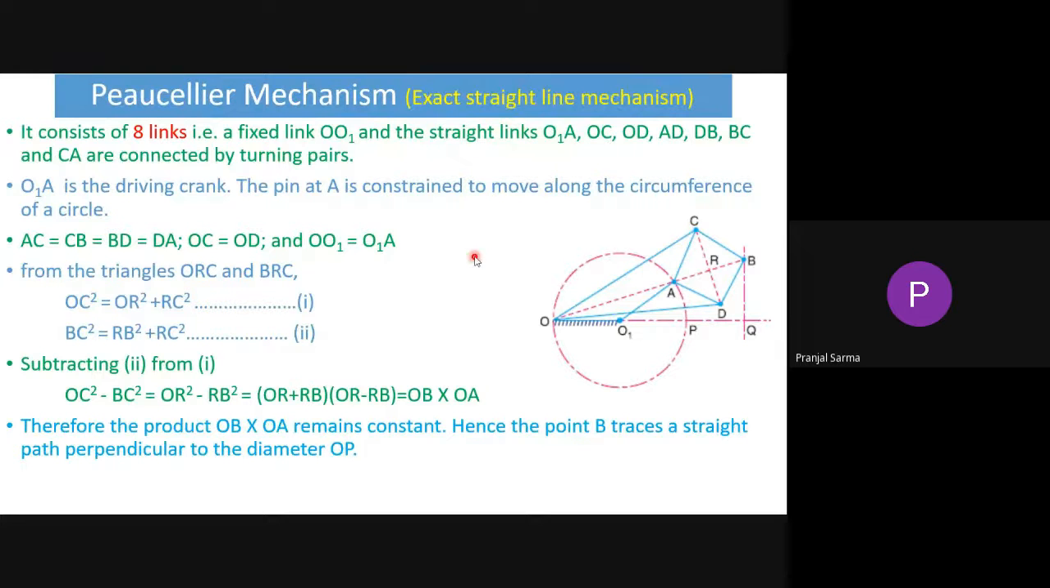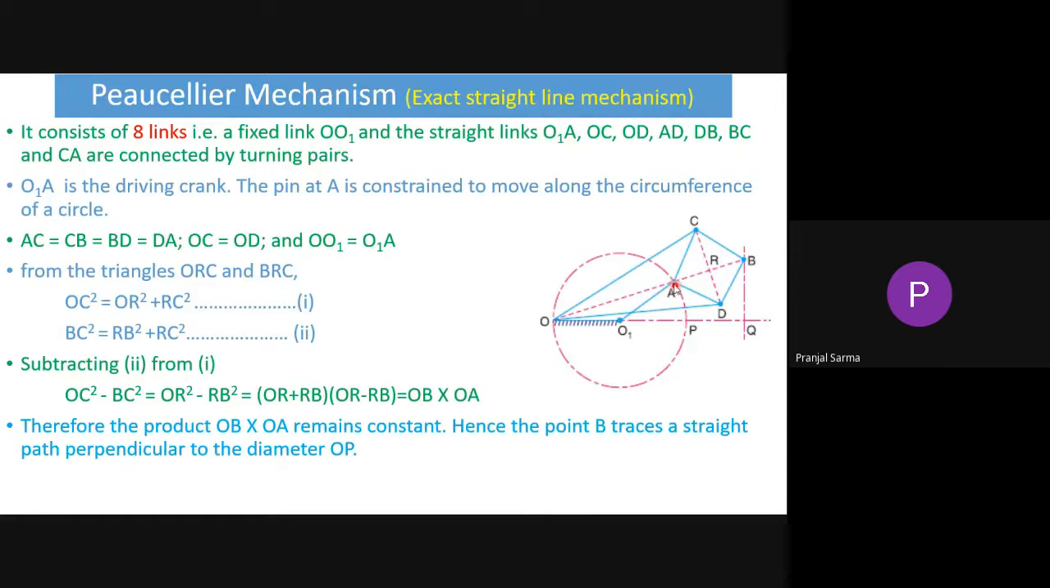Okay, so now here O1A, this particular link, is behaving like the driving crank. As you can see, this pin, that particular A position, is constrained to move along the circumference of this particular circle. As it is the crank, when a complete rotation happens, the location A is going to trace this particular path.